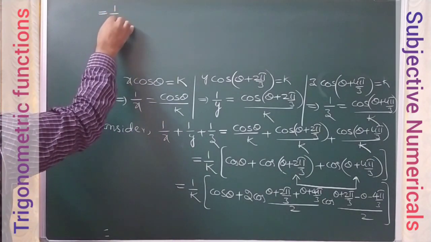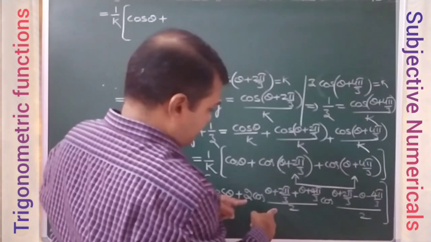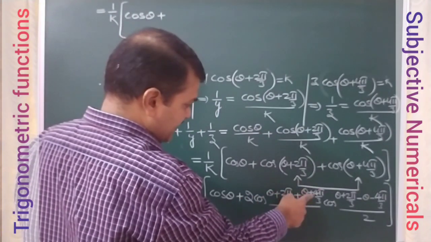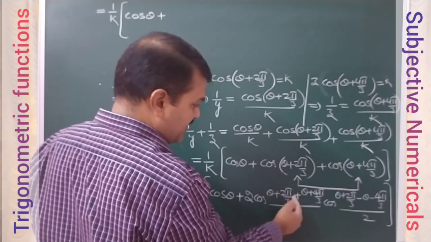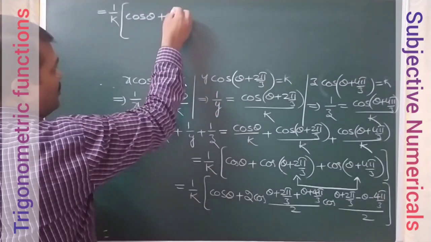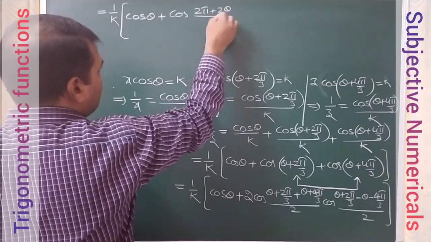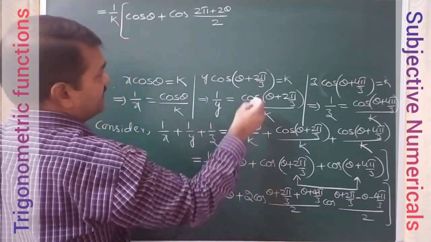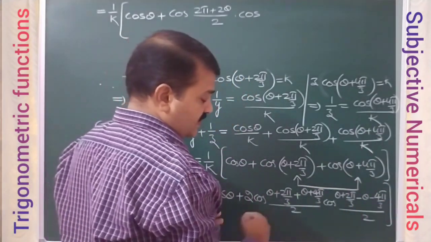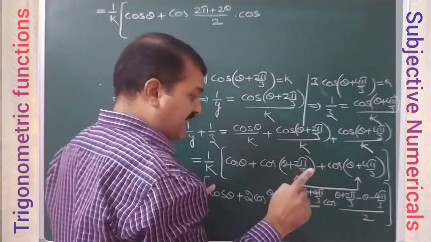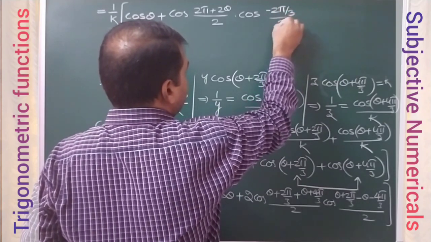So 1 by k, cos theta plus the simplified part. Theta plus theta is 2 theta, and 2 pi by 3 plus 4 pi by 3 means 6 pi by 3, which is 2 pi. So cos of 2 pi plus 2 theta by 2, into cos of, here theta minus theta cancel, 2 pi by 3 minus 4 pi by 3 means minus 2 pi by 3, and by 2 is there.